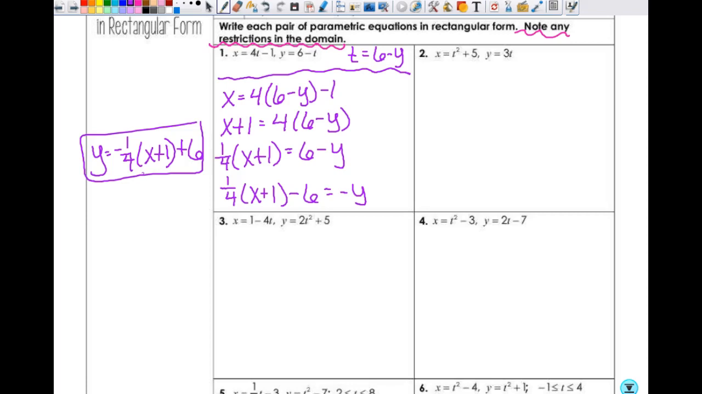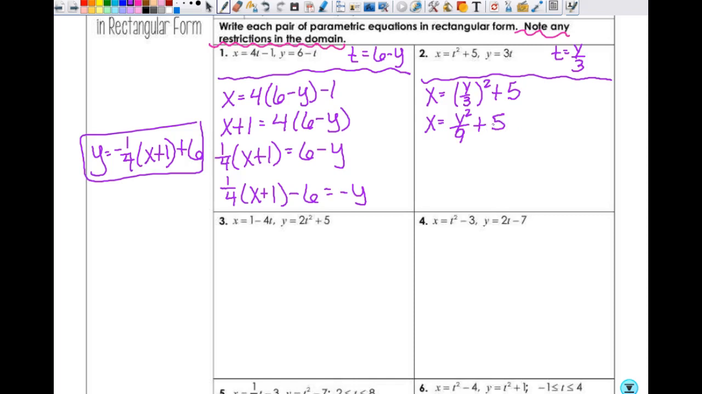What do we want to solve for on number 2? Y. Okay, so I'm going to solve for y. That's going to give me t equals y over 3. So then I substitute that in. I'm going to get x equals (y over 3) squared plus 5. Okay. So (y over 3) squared is what? y squared over 9, and then plus 5.